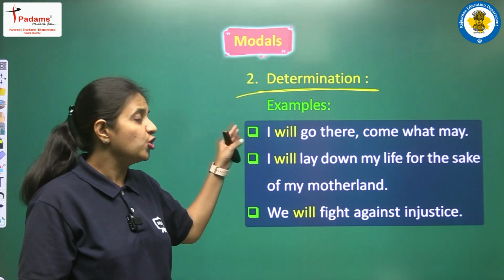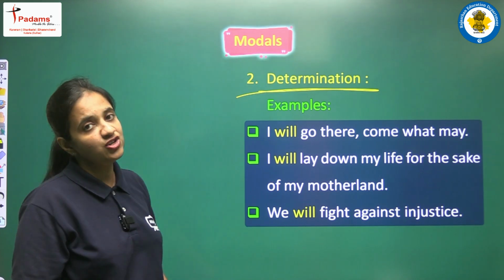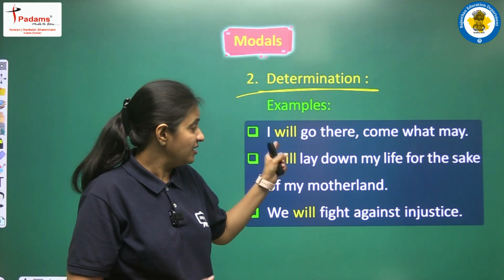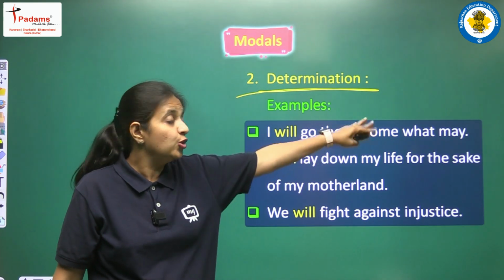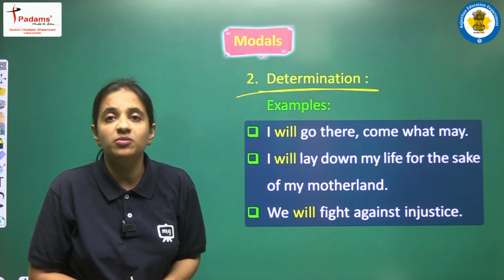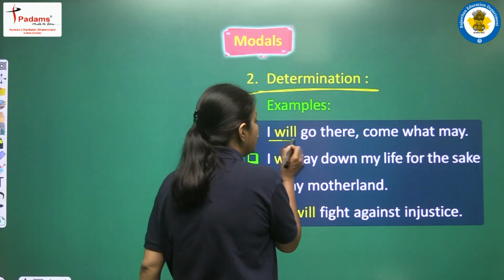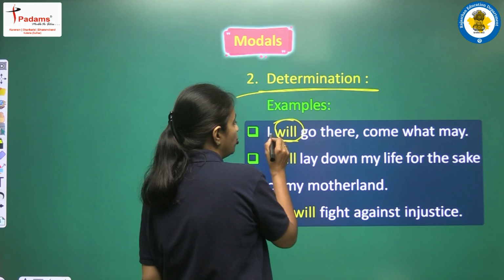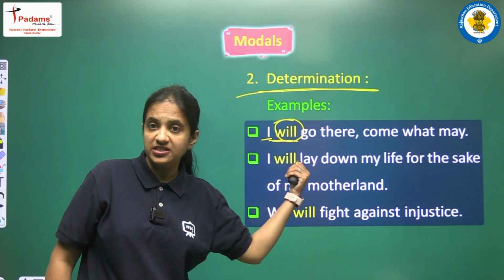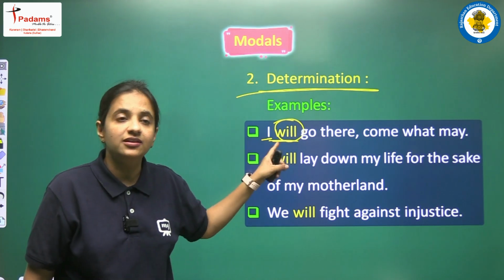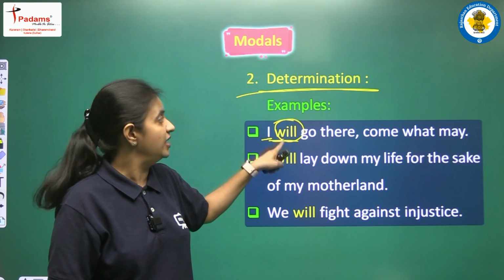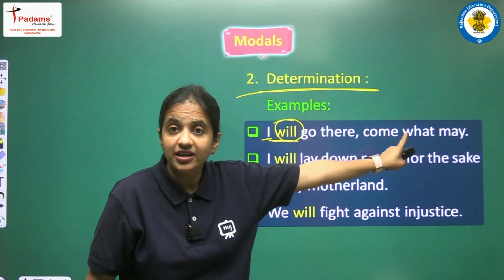So here we are showing our determination, our firm decision, and we are saying that I am very much determined to go there, no matter how many difficulties or problems there will be, but I will go there. So when we are using will with I, or we can say with the first person pronoun, then it has the role of a modal, and here with the help of will we are showing determination.